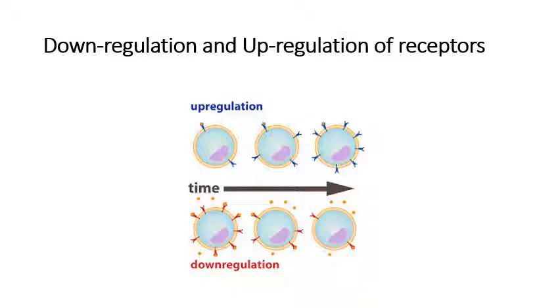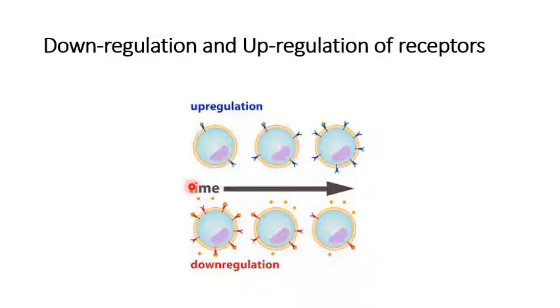In case of upregulation, if the available substrates for the receptors are very low in concentration, then the cell will assume that there is a need to express more receptors on the cell membrane to produce a pharmacological effect. In this case, the number of receptors that is available on the cell membrane will be increased. This is called upregulation.